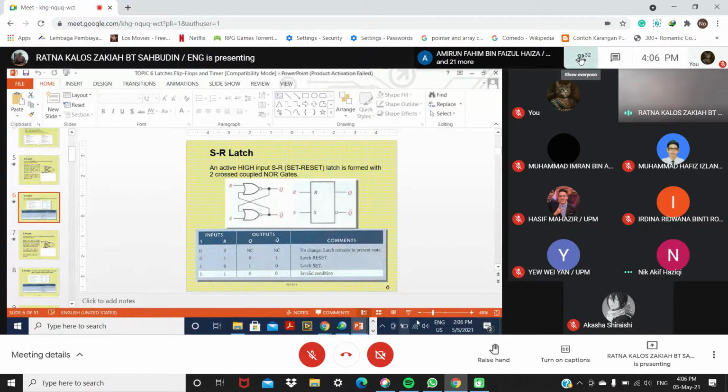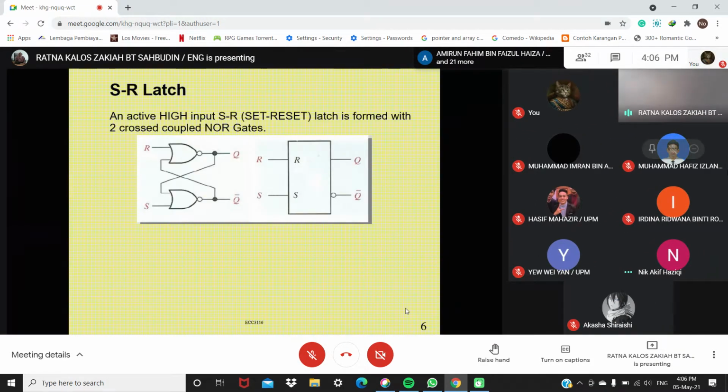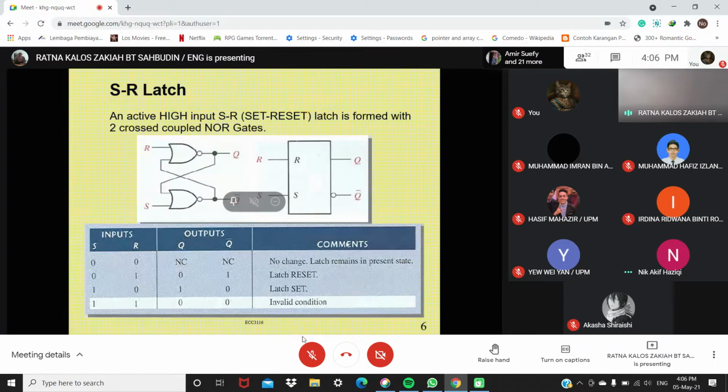Okay, we have finished up to SR latch. Remember this? So it is important for you to remember this truth table for SR latch. That is when 0, 0, no change. 0, 1, when S is 0, for reset is 1, so Q bar is 1, Q equals 0. So when S is 1, R is 0, so Q is 1, Q bar is 0. So when 1, 1, that is invalid condition.